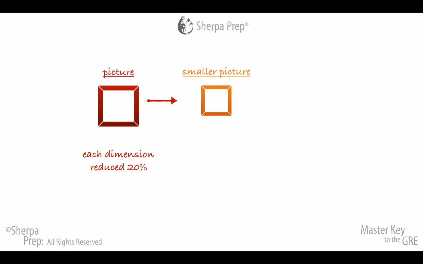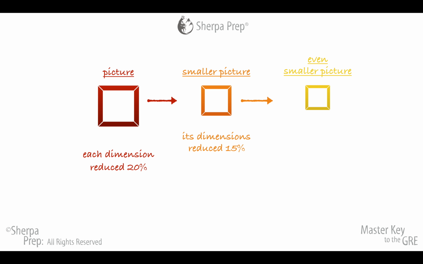There's a lot to take in here. So to start, let's just make sure you understand what's going on. We've got a picture, and each dimension of that picture is reduced by 20%, creating a smaller picture. And then that smaller picture has its dimensions reduced by 15%, creating an even smaller picture. That is what's being described in the problem.